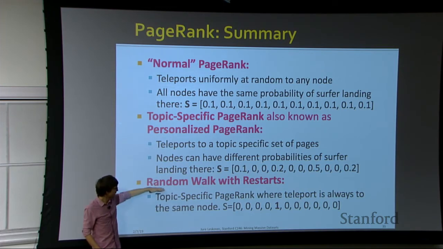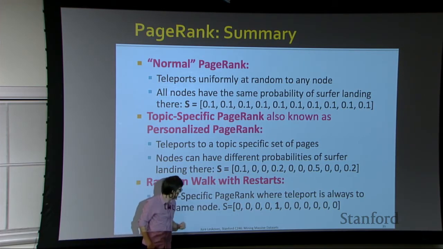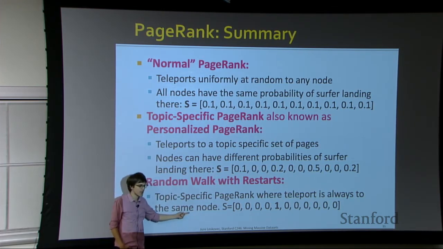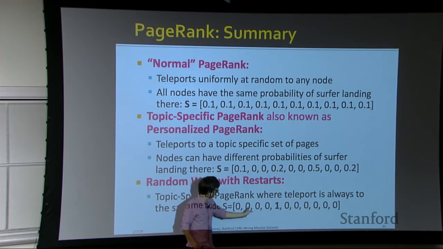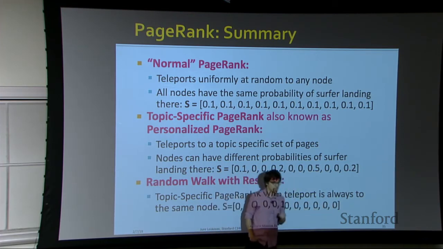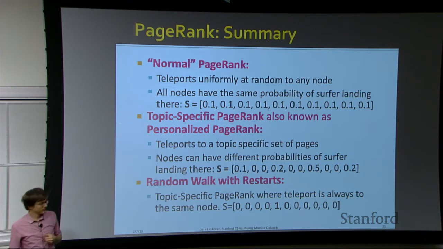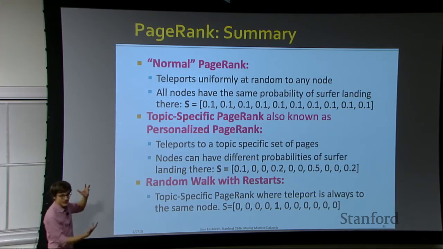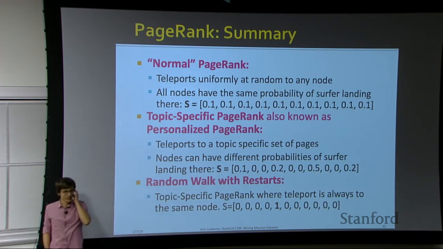And then we talked about random walk with restarts, which is essentially topic-specific PageRank where the teleport is always to the same starting node. So your teleport vector, if you think about it, can look like zeros, then there is a one, this is where we always land, and then more zeros. And this is how these things differ from one another. If there is one conceptual thing to remember, this is the thing to remember.